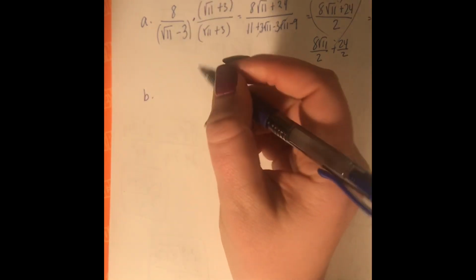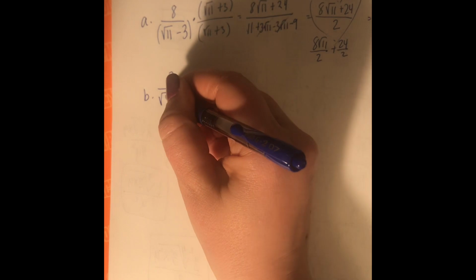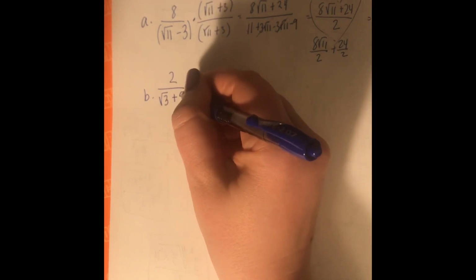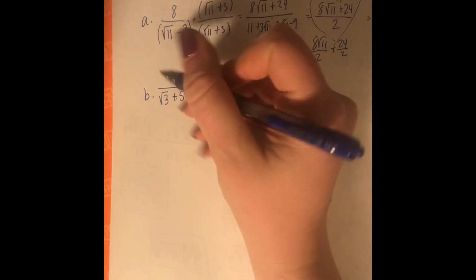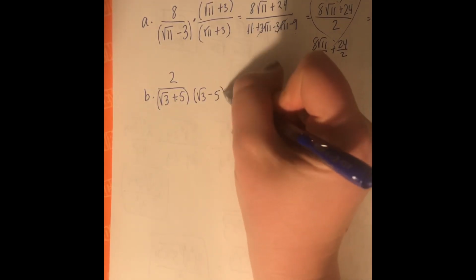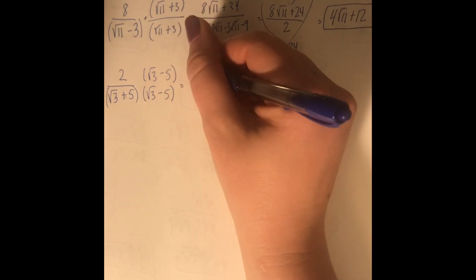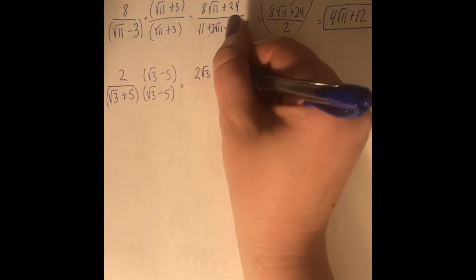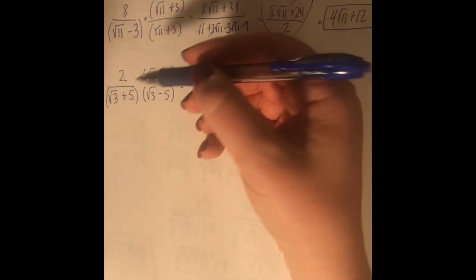Another example, part B, we have 2 over the square root of 3, this time plus 5. So in this case, we're adding, so our conjugate is going to be the square root of 3 minus 5. Again, distributive property and FOIL. 2 square roots of 3 minus 10. Just taking this 2 and multiplying it to both of those terms.